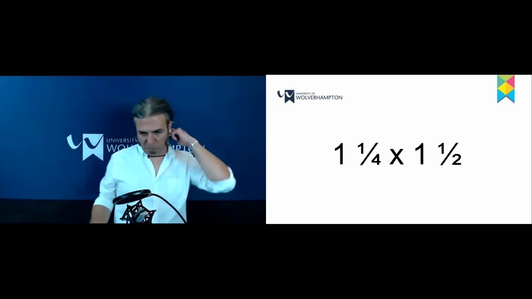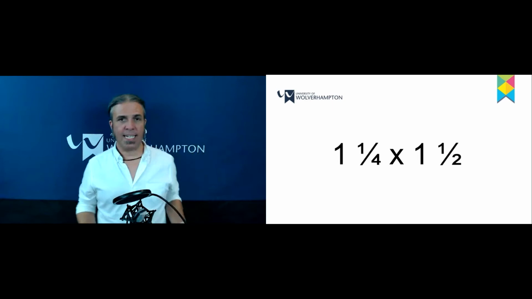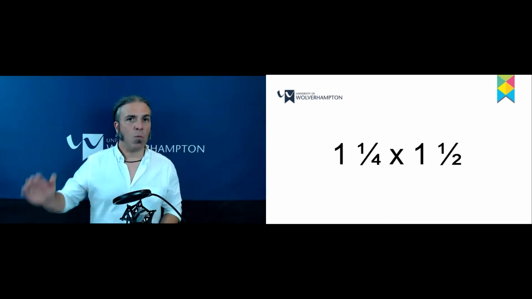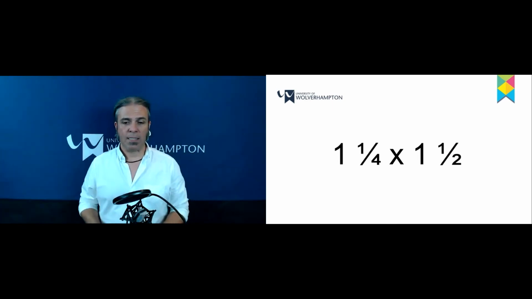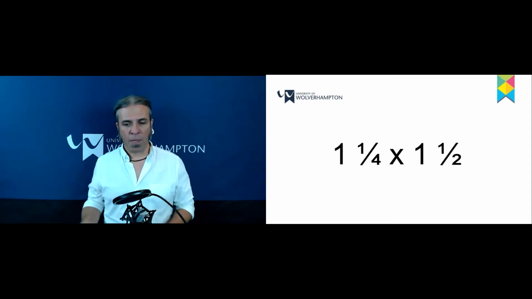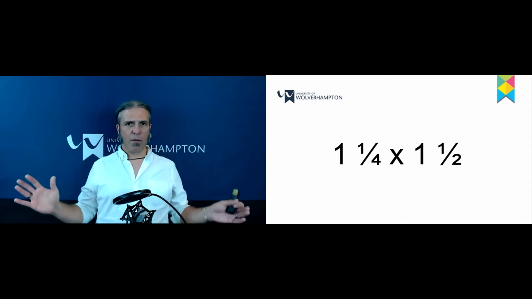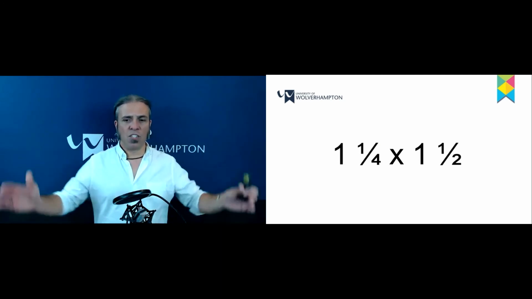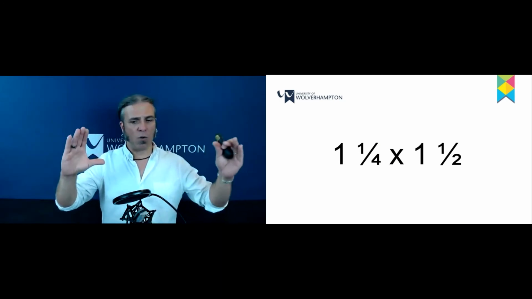So let's look at an example then. I want to multiply this. So I've got 1 and 1/4 multiplied by 1 and 1/2. First of all, I need to know a few things. I've got denominators of the fractions, not the whole numbers, haven't I?